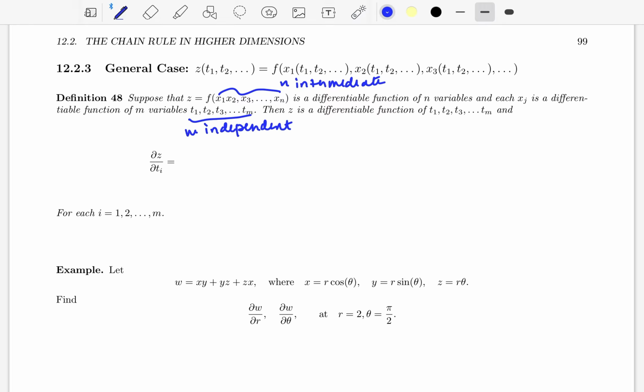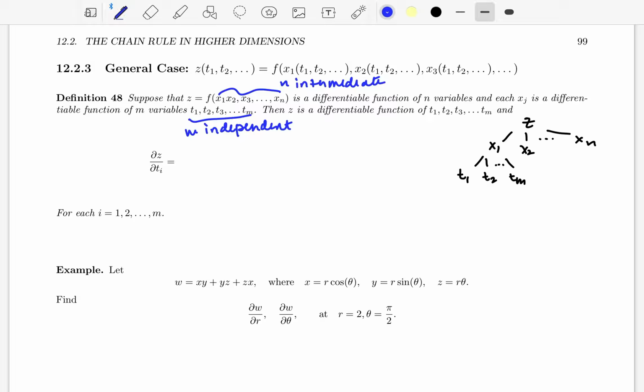Okay, so we make a little tree to understand what's happening. So long story short, I start with z, but z has n intermediate variables. So I have x1, x2, dot dot dot, xn. And each of these x's has m independent variables. So this would be t1, t2, dot dot dot, tm, and then x2 has m, and then xn has m, and so on.